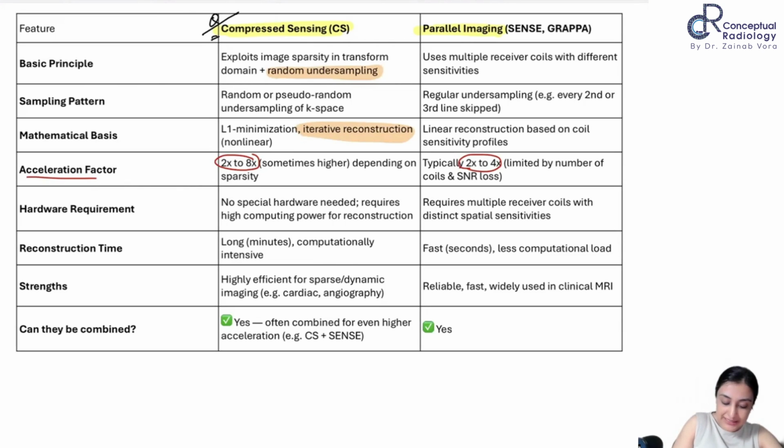So this does need higher computing power, but not special hardware, whereas here you do need special receiver coils with spatial sensitivities. Are you guys listening? I don't know if I'm just talking. So it's okay. I mean, I don't know the point of this being a live class, but yeah, just listen, okay? Good. Okay, one person is listening. So this is what needs high computing power, whereas this is what needs more hardware.